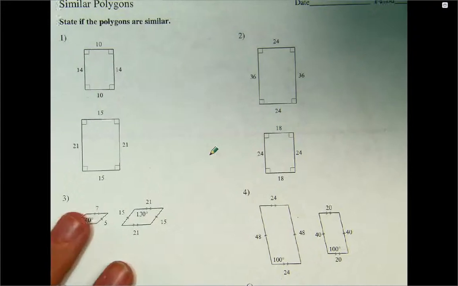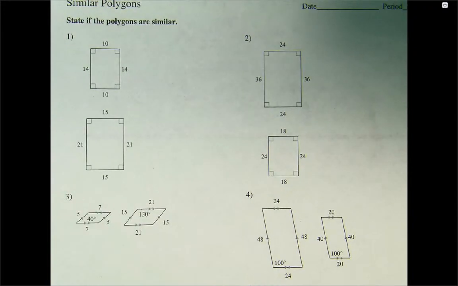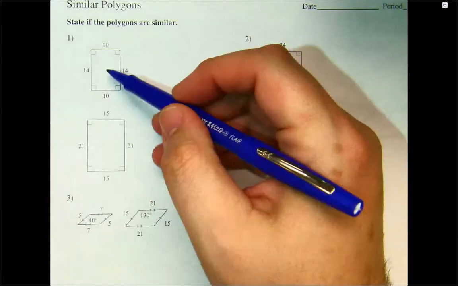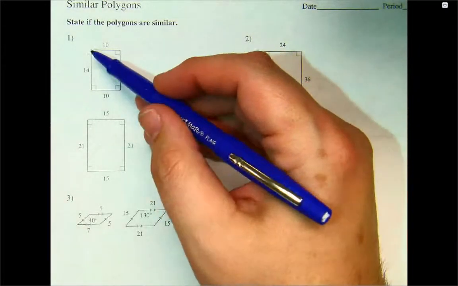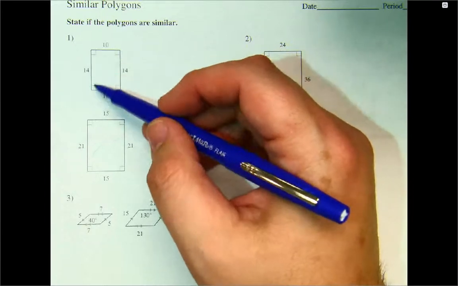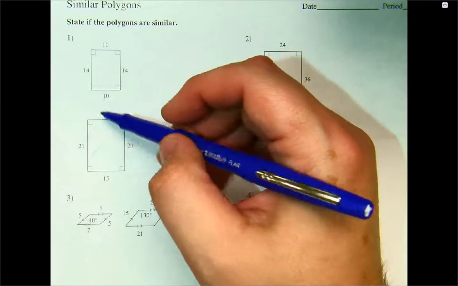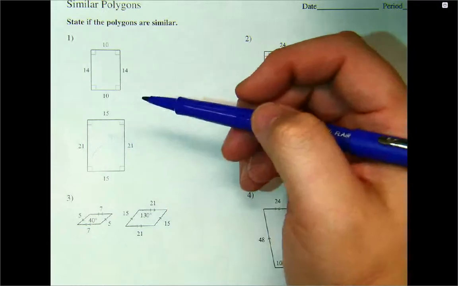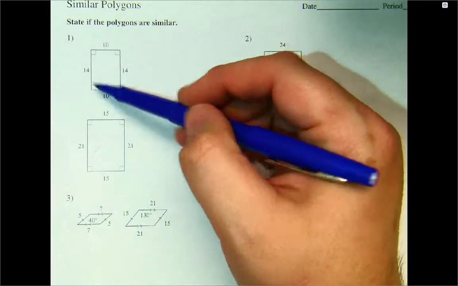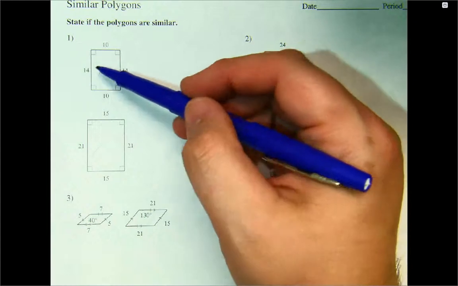Alright, now, when you're working through here, it says state if the polygons are similar. Now, for number one, what type of shapes do we have here? Well, all the angles are 90 degrees, but are all the sides the same? No. But it has two sides that are congruent and then two other sides that are congruent. So what kind of shape is that?